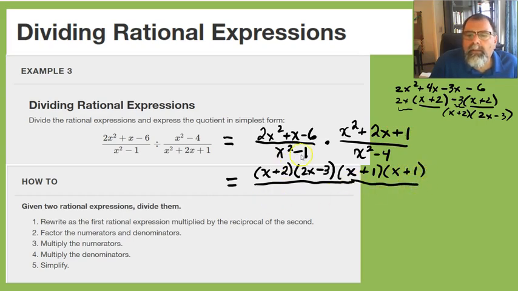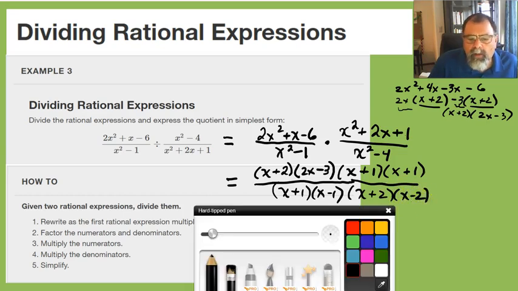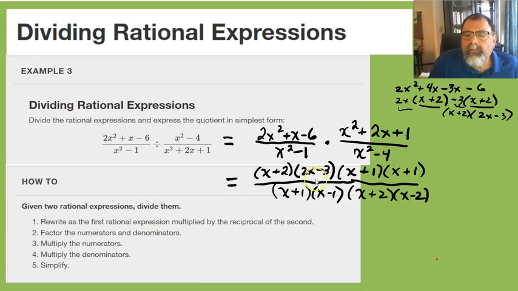And then this is a difference of squares. So that's the x plus 1 times the x minus 1. Difference of squares, x plus 2, x minus 2. So again, the difference of squares comes up a lot. You want to be able to recognize the difference of squares. All right, now we're ready to cancel.